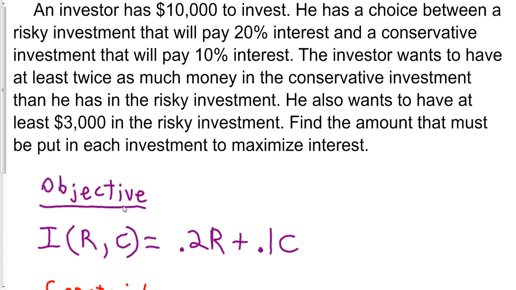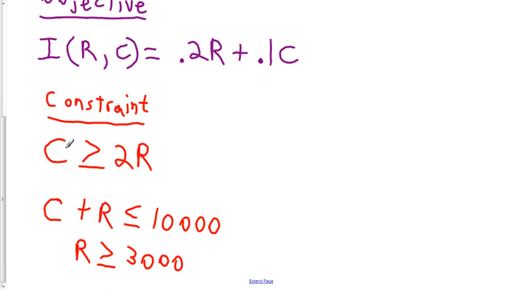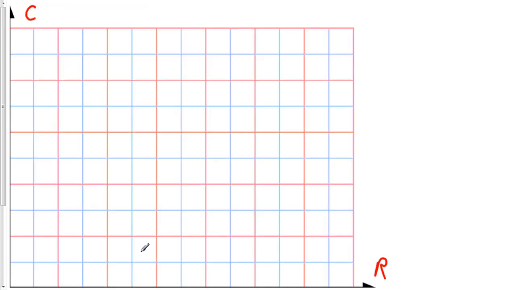So I'm going to put C on the vertical axis and R on the horizontal axis. So R is like X and C is like Y. All right, let's graph these things. The first one says that C is greater than or equal to 2R. The boundary line for this first constraint is C equals 2R.